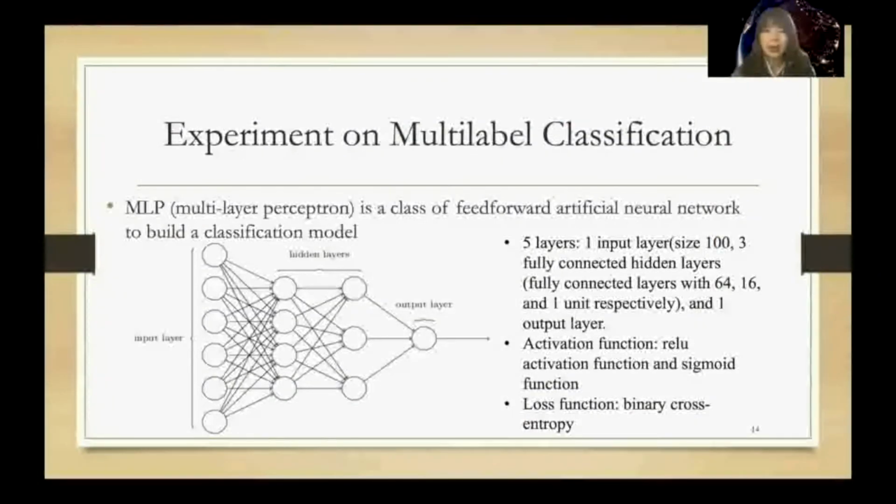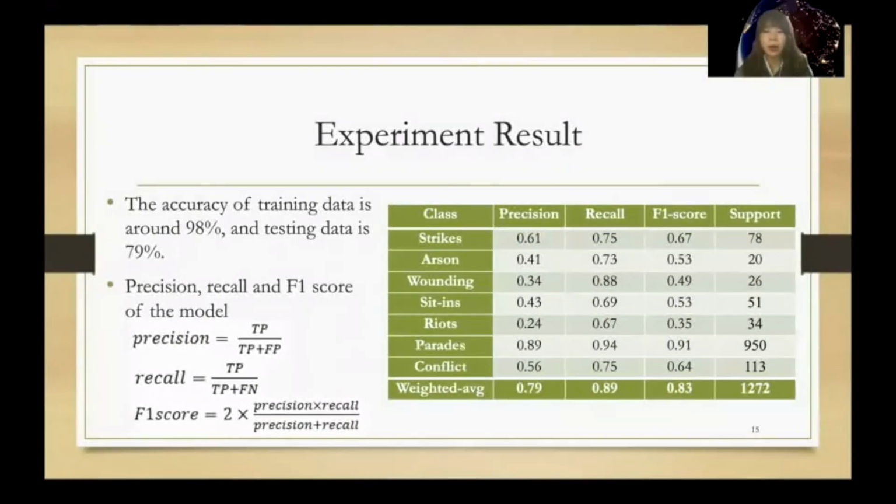For the classification model, we use MLP, the neural network, to build the model. It is a class of feed-forward artificial neural network. And I show the structure and the information of the model here. The accuracy, precision, recall, and F1 score are shown in this slide.